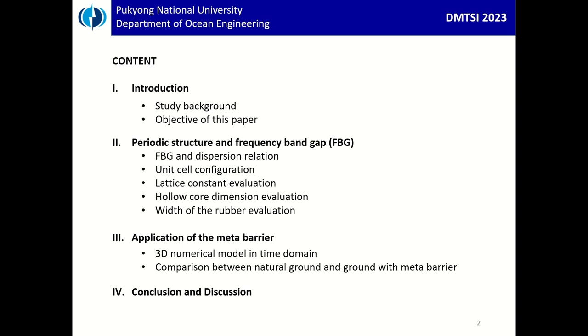Next is the content. These are the contents that we will go through in this presentation. Introduction: we will talk a little bit about the study background and the objective of this paper. Next is the periodic structure and frequency band gap. The frequency band gap and dispersion relation will be first interpreted, and next the unique cell configuration of the proposed meta barrier is evaluated, followed by the lattice constant, hollow core dimension, and width of the rubber.